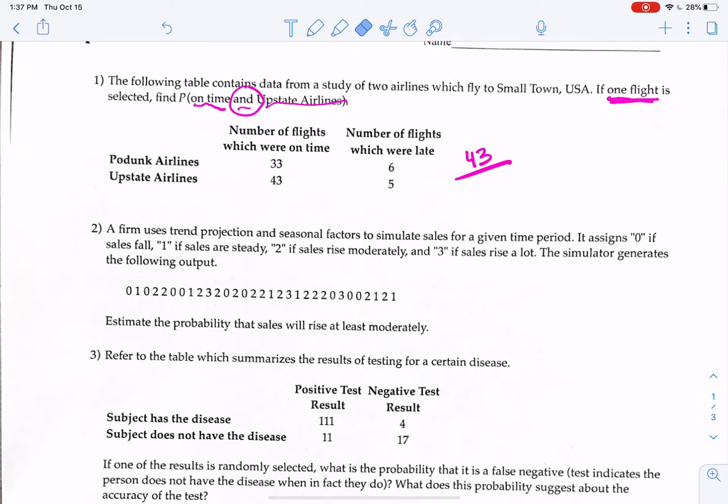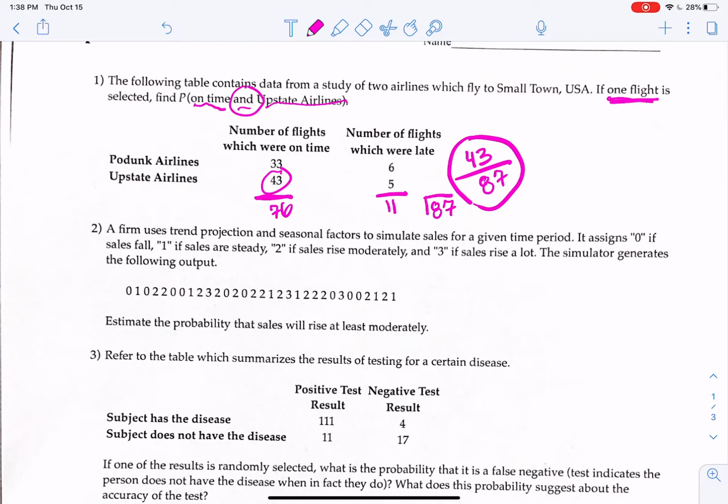So on time and from Upstate Airlines was the 43 out of a total of, we have to figure out what the total number is. So number of flights on time, if I total these up, that would be 76. If I total these up, that would be 11. So there is a combined total of 87 flights. So 43 out of 87 are on time and from Upstate Airlines. And you can convert that to a decimal if you want to. I'm just going to leave it as 43 over 87.